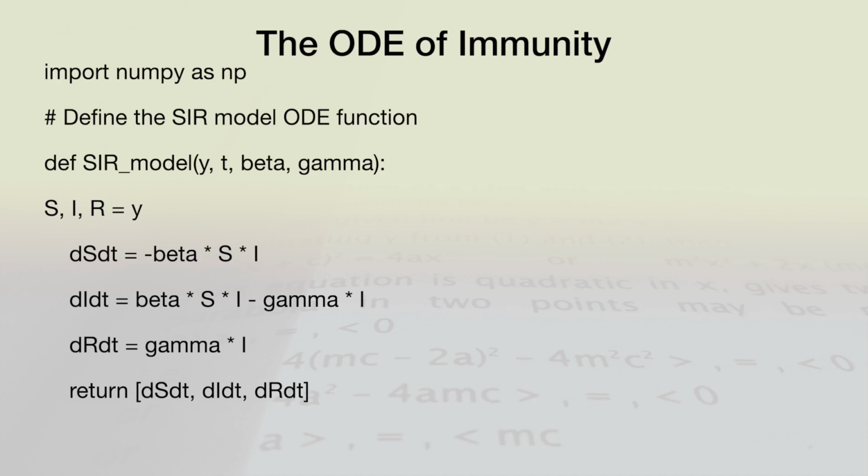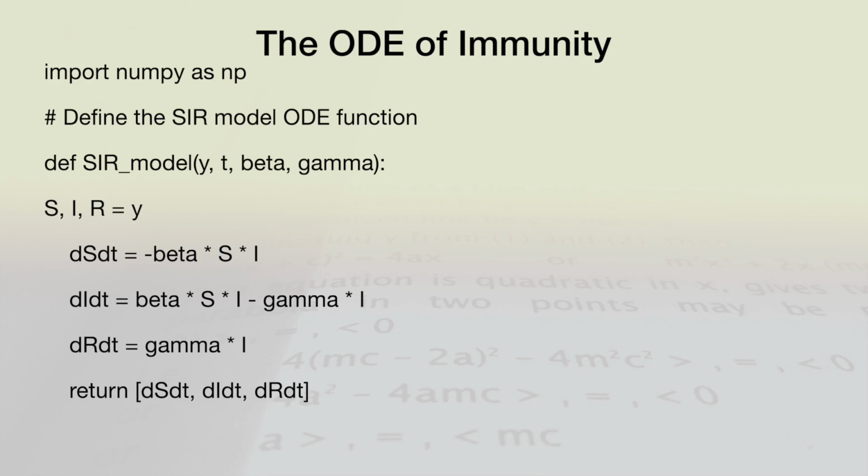So, what is ds dt? Minus beta into s into I. Similarly, with respect to time, how do we find I? Beta into s into I minus gamma into I. R with respect to time, gamma into I.